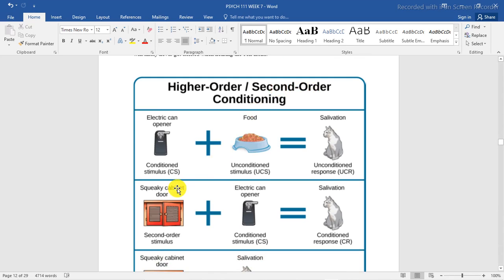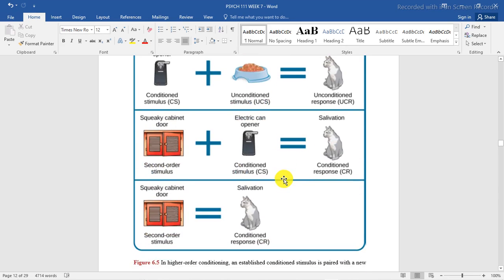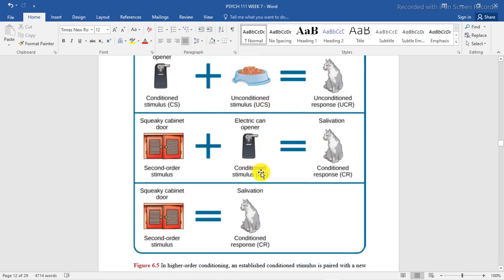So, squeaky cabinet door, second order stimulus siya. Okay? Kasi dito tayo kumukuha ng can. An electric opener, so equals salivation. So, pwede mo rin ipares kung ano yung mga conditioning mo. Next, squeaky cabinet. Pag open lang ng cabinet mo, maglalaway na kaagad yung pusa. Kasi feeling ng pusa, oy, pag open mo ng cabinet, kukuha ka doon ng pagkain, tsaka i-open mo yun ng can. So, yan yung second order ng conditioning.